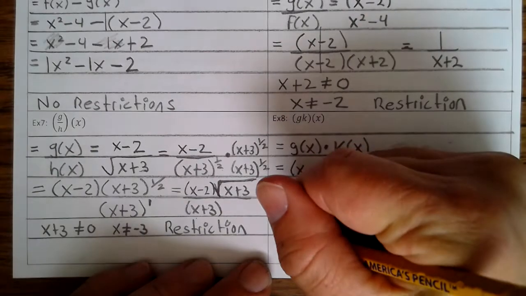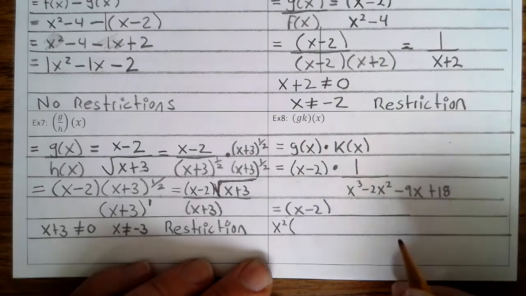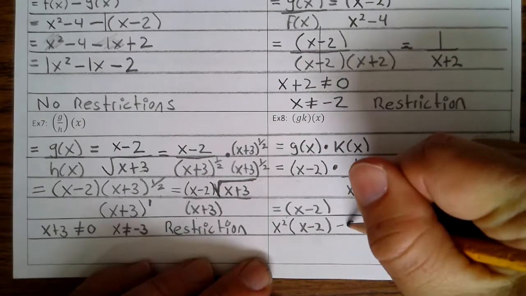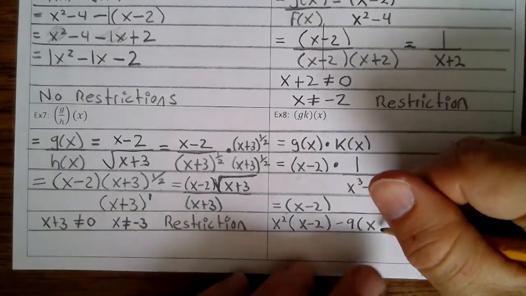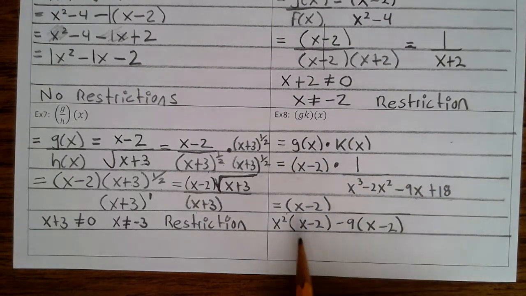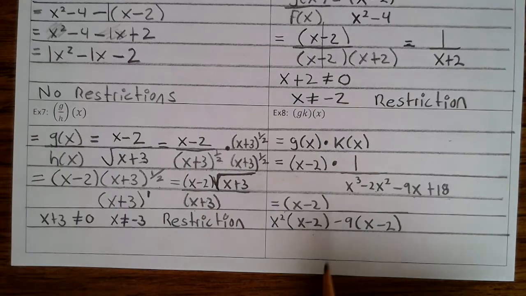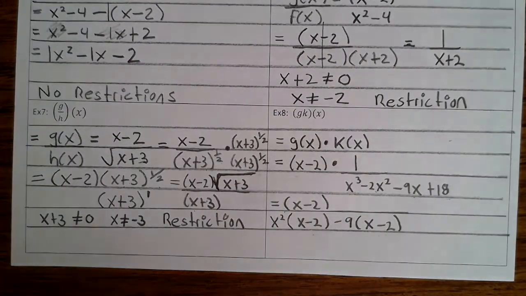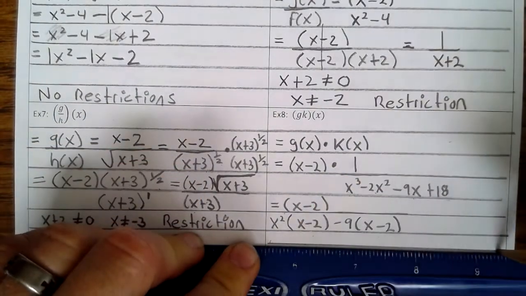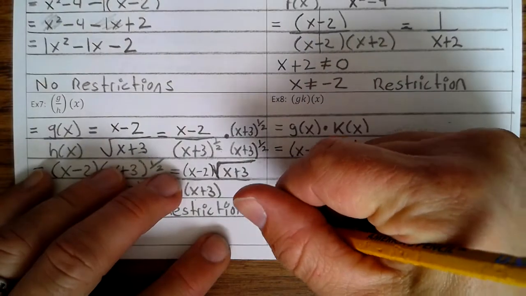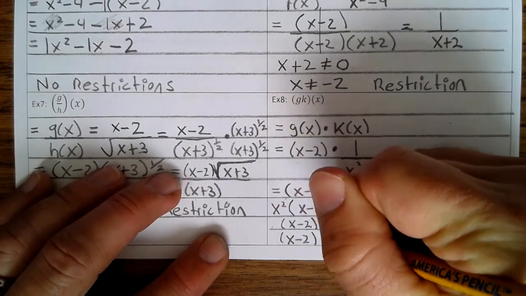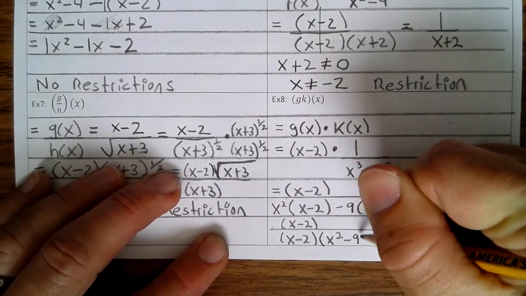We can factor out an x squared first, and we're left with x minus 2. Here we can factor out a negative 9, and we're left with x minus 2. So we can factor by grouping because these are the same. Looks like we need to add another line. Okay, so we have x minus 2 divided by x minus 2 times x squared minus 9.